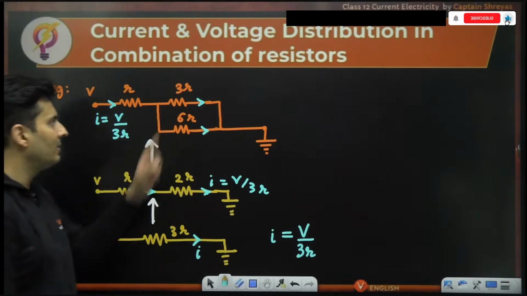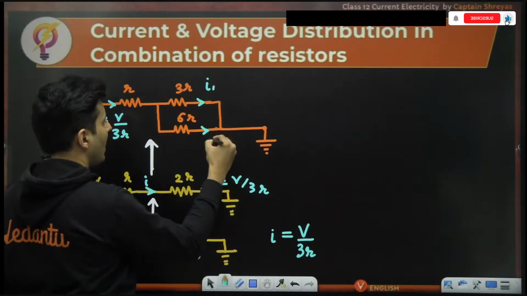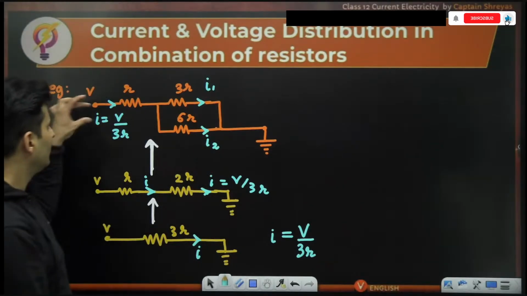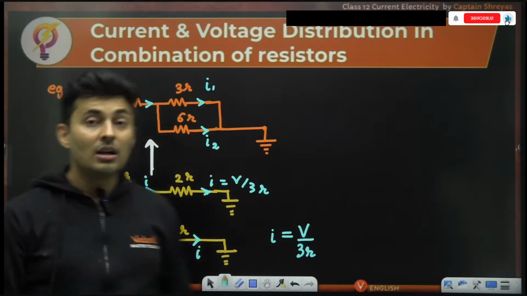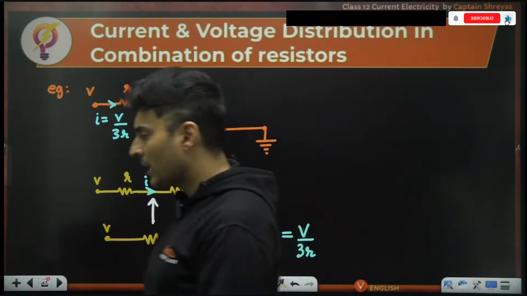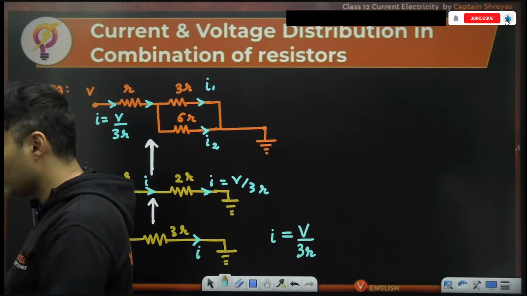Can you see that? This current will get distributed here and here. This will be I1, let's say this will be I2. This current is definitely getting into two branches. Now, how to find I1 and I2? Come on, guys, think about it.